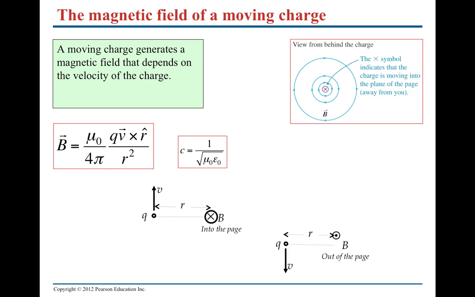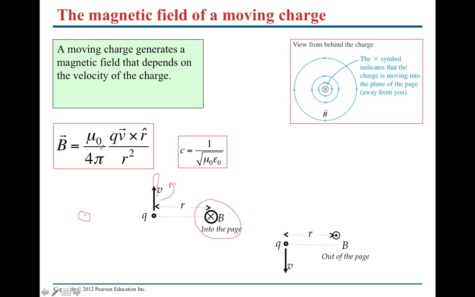counterclockwise. So my thumb will be this way, and then I curl my fingers this way. So these are counterclockwise. Therefore, the magnetic field at this point is into the page, and if I am looking somewhere at some point here, the magnetic field will be out of the page, simply because of this direction.